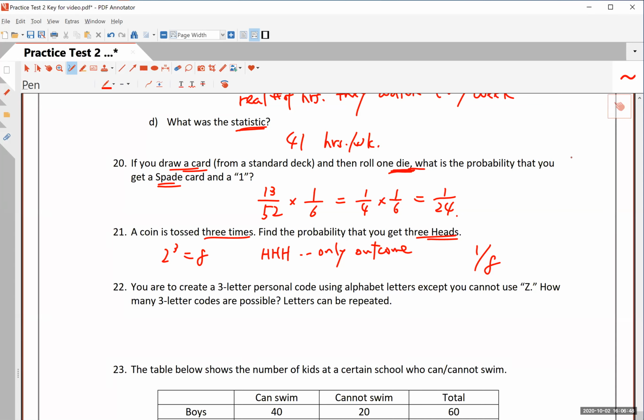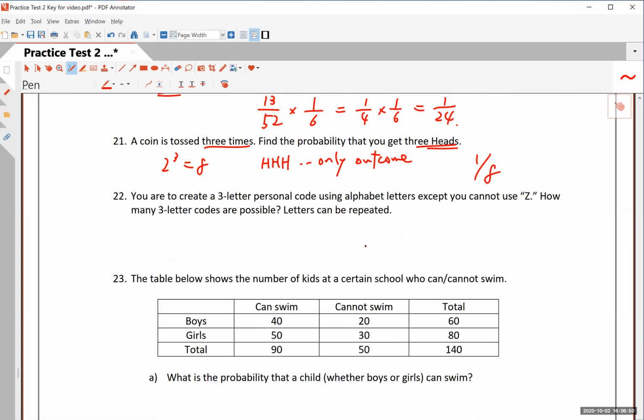All right, number 22, you are to create a 3-letter personal code using alphabet letters, okay? Except you can't use a Z. Now, this is a hard question because there's a restriction on this. But, and by the way, that's why I don't often teach formulas. For an advanced math class, I teach formulas and we do a bunch of algebraic manipulations and all that stuff.